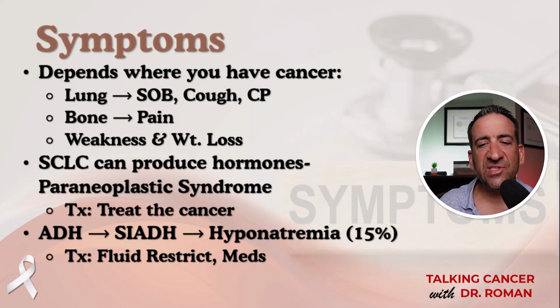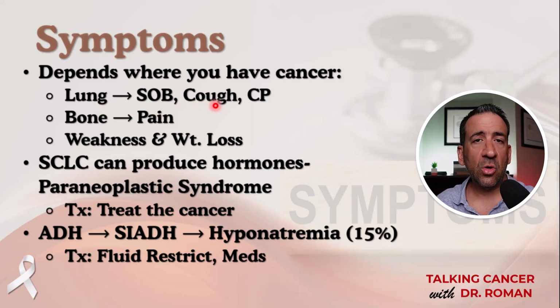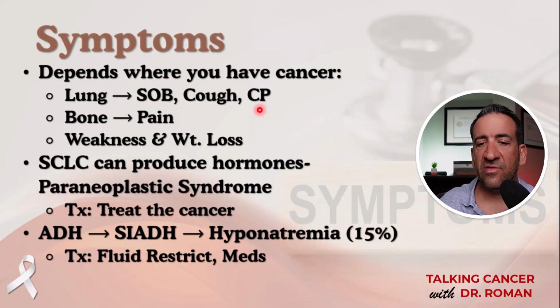Now let's talk about the symptoms. And the symptoms really depend on where you have the cancer. So for example, if it's only located in the lung, and it's very early, then chances are you won't have any symptoms. But as the tumor grows, it can cause shortness of breath, coughing, and chest pain. It can also cause bleeding when you cough, because if that cancer is eroding into a little blood vessel, you can cough up some blood. It's what we call hemoptysis.